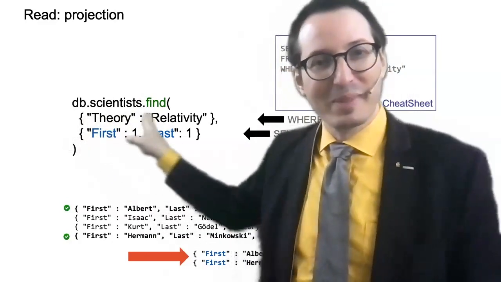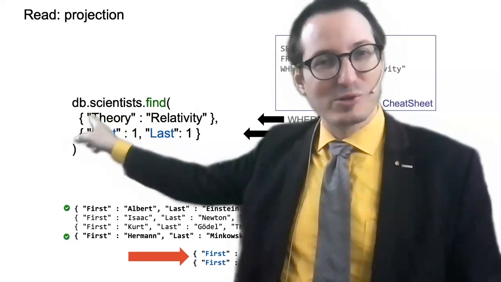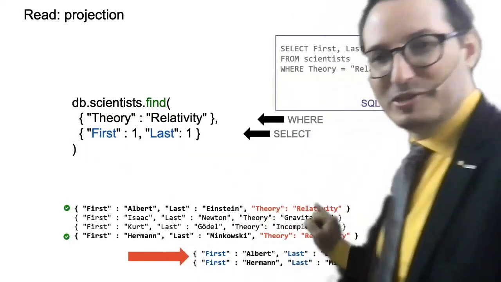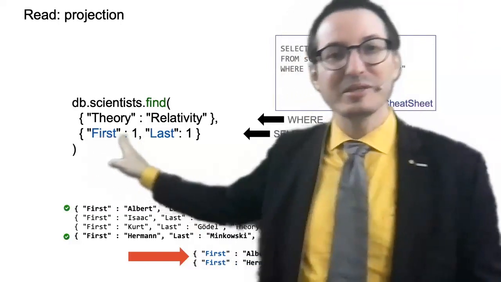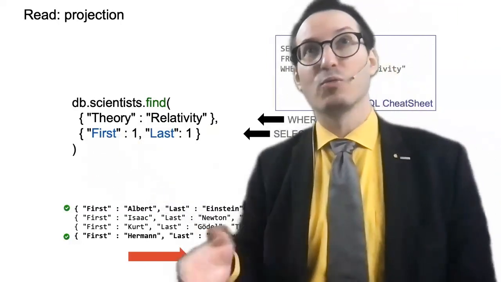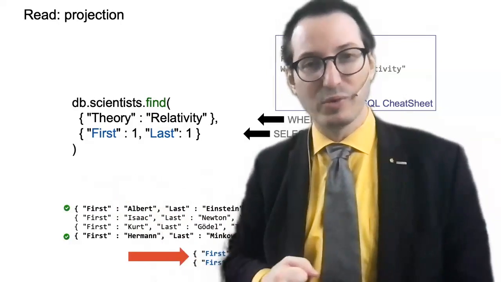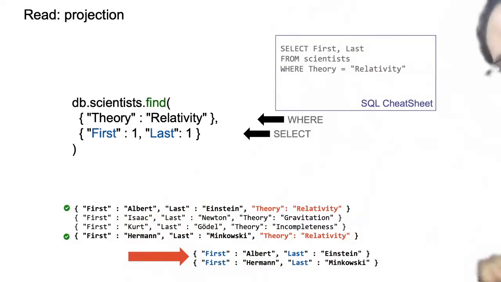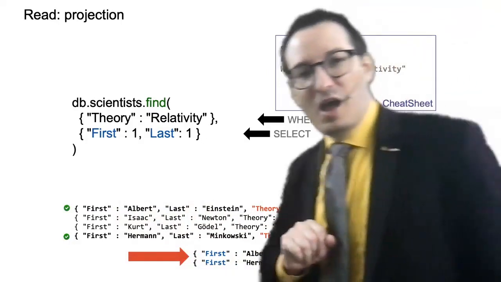Okay, so here, this is the selection because we look for all the objects that have theory relativity. So this one and this one. And here it's a projection because we say what fields, what keys we want to have. So first, last means we only pick first and last and we drop the rest.